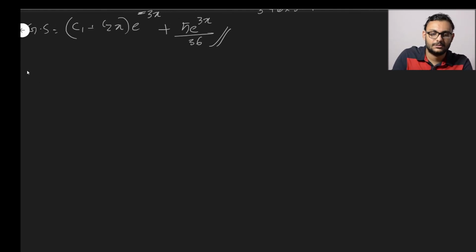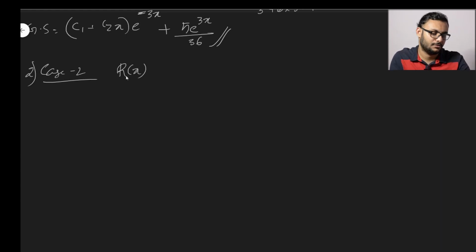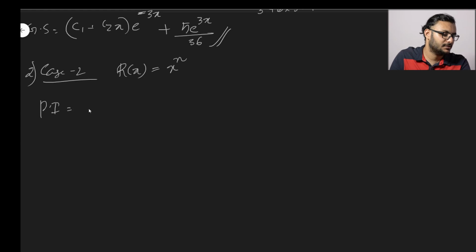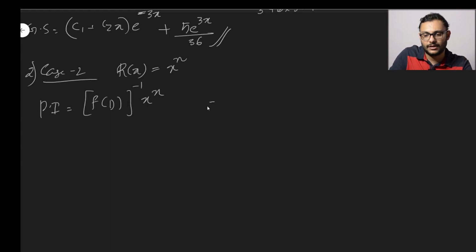Okay. The second type of R of x, case 2. Here R of x can be of the form of a polynomial, that is, it is having a power of x raised to n. In this case, the standard form of particular integral is given by f of d the whole raised to minus 1 into x raised to n. This is just the 1 by f of d term itself into x raised to n. We are just taking this to the numerator and expanding it.